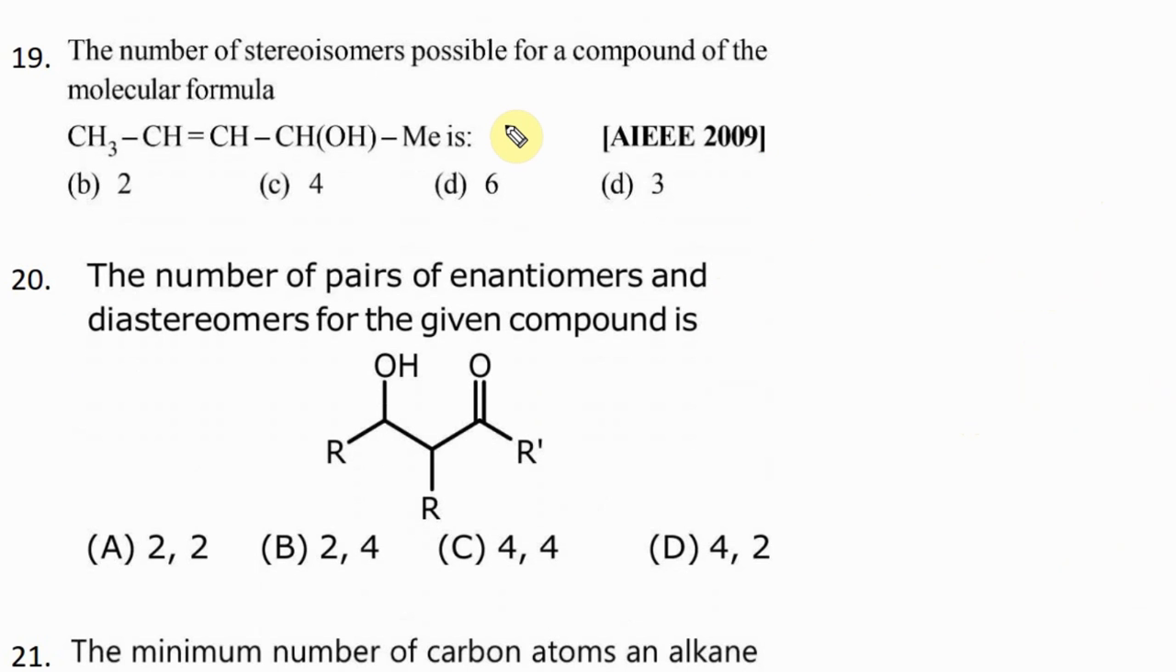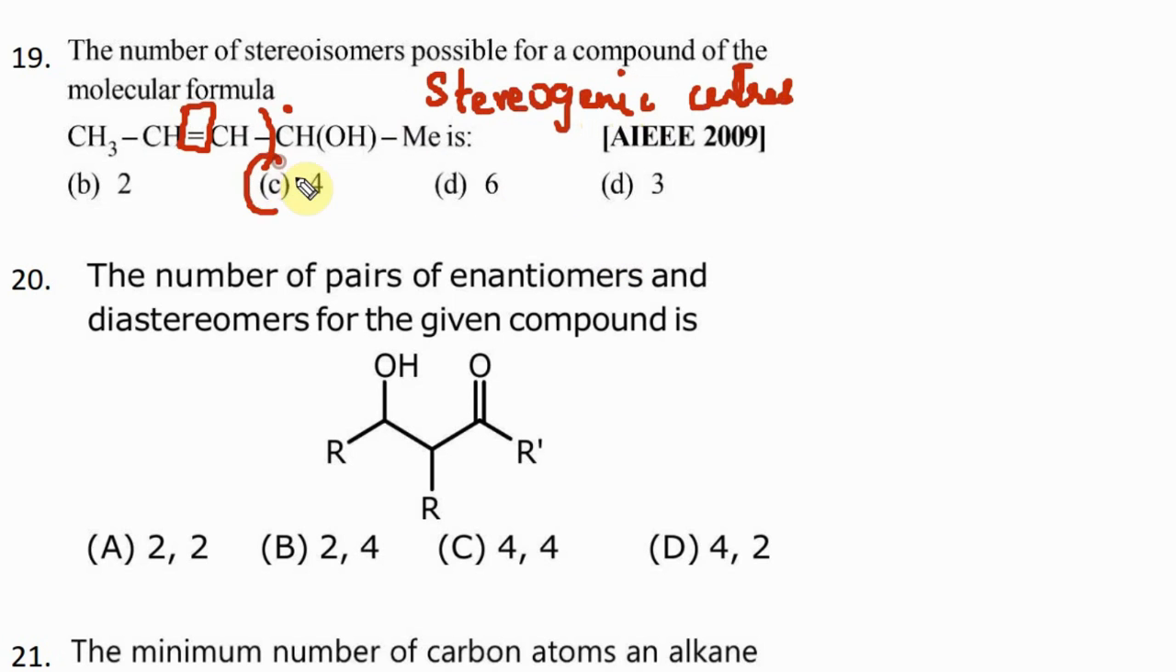Number 19. The number of stereoisomers possible for a compound of the molecular formula. Okay, they have given you the stem itself. Now I can have this position showing stereoisomerism and also this position showing stereoisomerism, correct? The carbon is attached to some group, I don't care what it is, different from the three other groups, hydrogen, hydroxy and methyl. So I have two stereogenic centers. So 2 squared is 4.